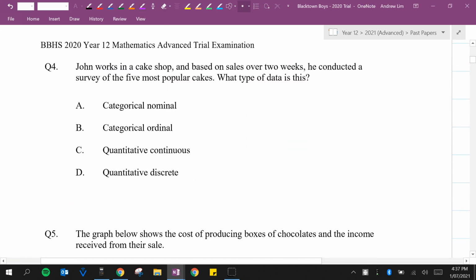Question 4. John works in a cake shop, and based on sales over 2 weeks, he conducted a survey of the 5 most popular cakes. What type of data is this? So basically what he's doing is he's asking the question, what's your favorite cake, or what are the most popular cakes? So you can't get a numerical answer from that, so you know it's definitely not C or D. Nominal means no order. Ordinal means we can order it, but we can't order these cakes. So the answer has to be A.